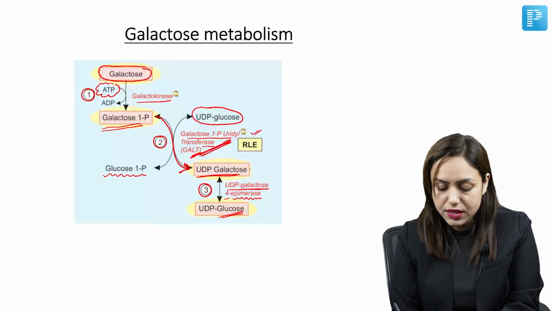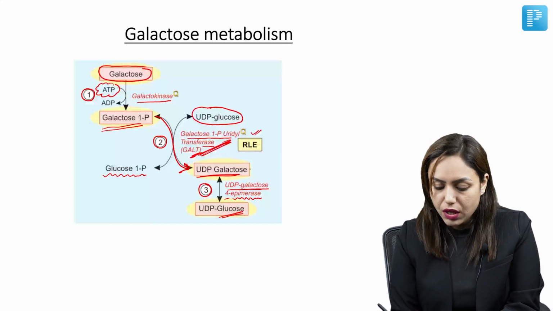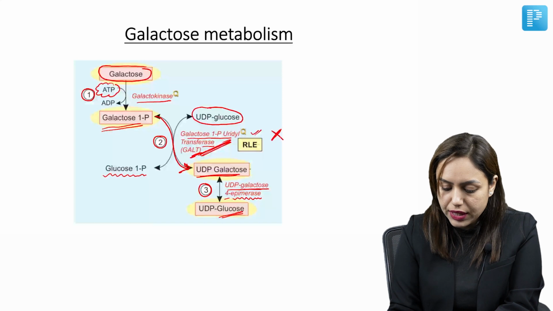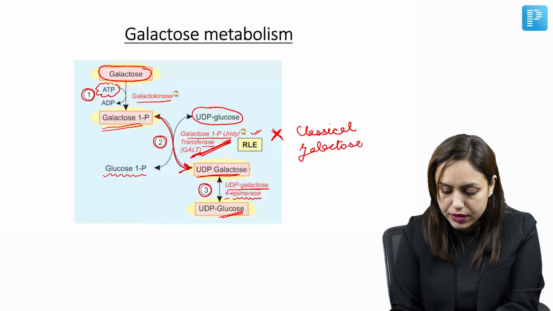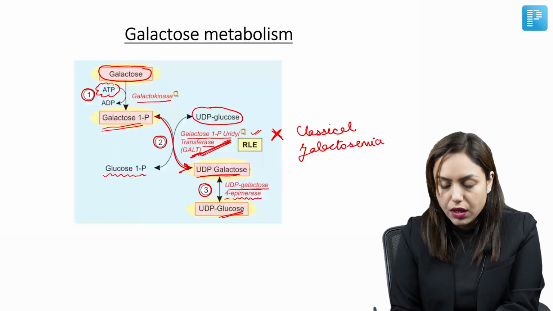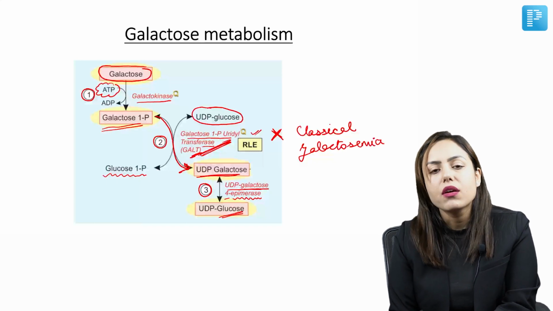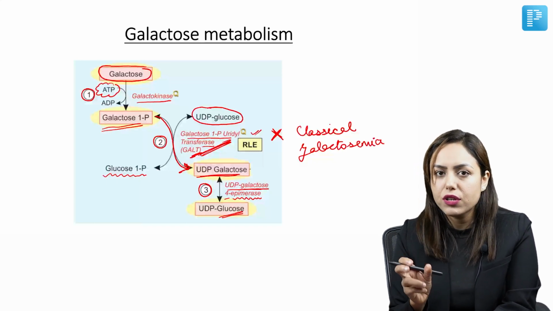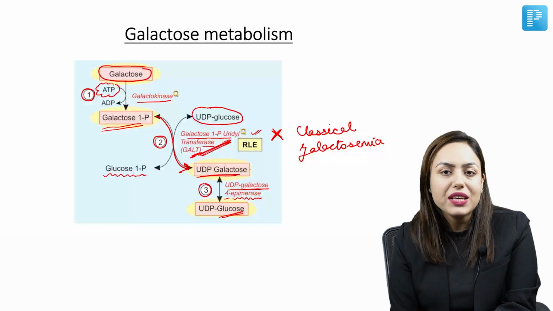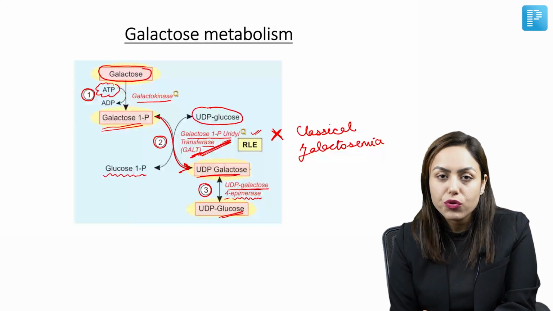And then third is epimerase. Now, deficiency of this GALT leads to classical galactosemia. If only galactosemia is written, it means it is classical only. Whenever we write the word classical in front of any disease, that means it is the most common type, right?